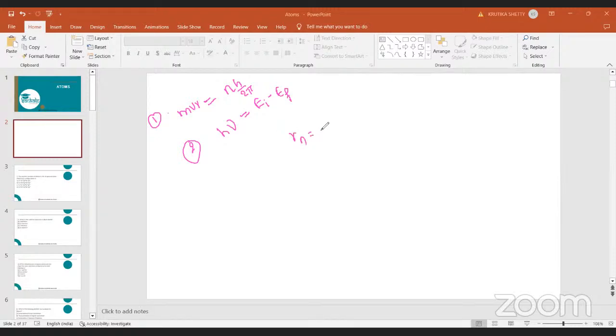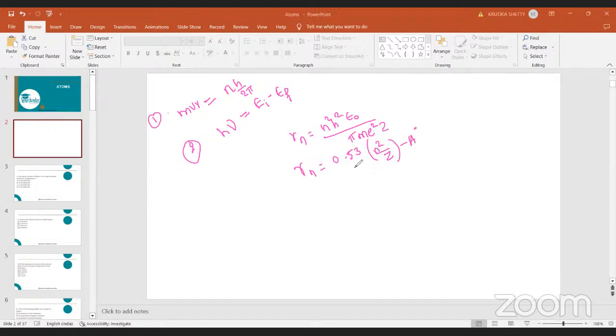The radius of the nth orbit is given by rn is equal to n square h square epsilon naught divided by pi m e square z. This is the radius of the nth orbit. Here h is Planck's constant, epsilon naught is the permittivity, pi is a constant, m is the mass of the electron, and e is the charge of the electron. All the values are constants. Therefore the radius of the nth orbit is also taken as 0.53 into (n square divided by z). This formula is in terms of angstrom.